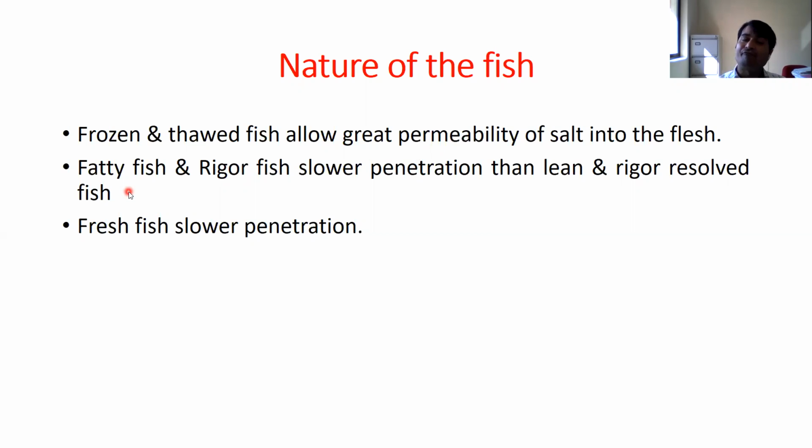The second is if the fish is fatty fish and in rigor. For fatty fish and rigor fish, here again the salt penetration will be slower compared to lean fish and rigor-resolved fish. Understood? If it is fatty fish or rigor fish, our salt penetration will be slower compared to lean fish and rigor-resolved fish. If it is fresh fish, again here the salt penetration will be slower. So this depends upon the nature of the fish.